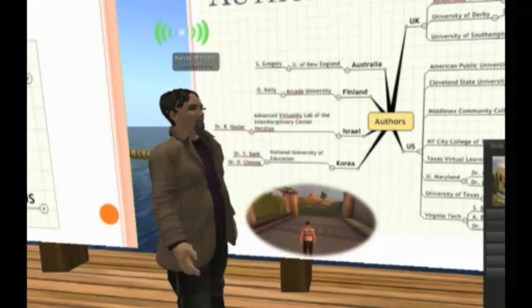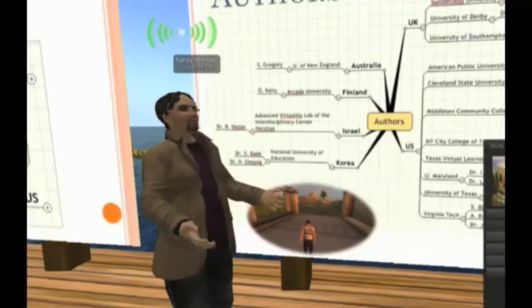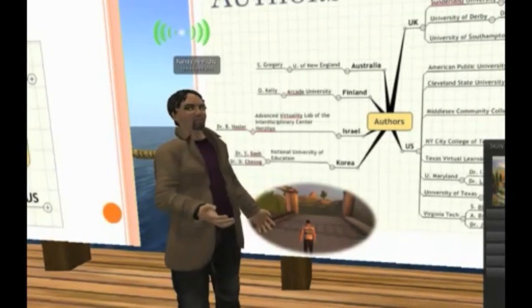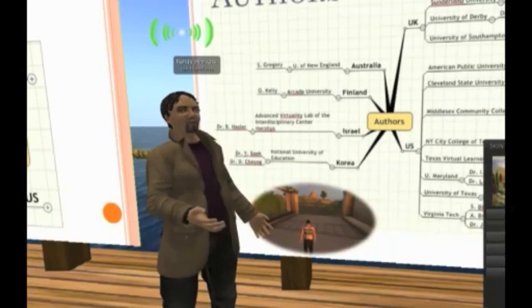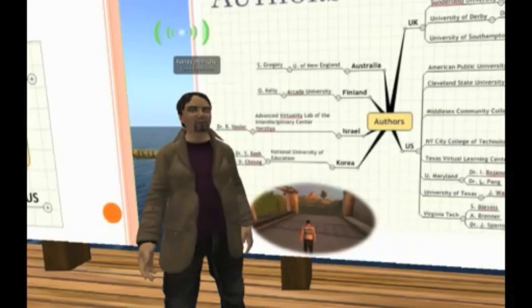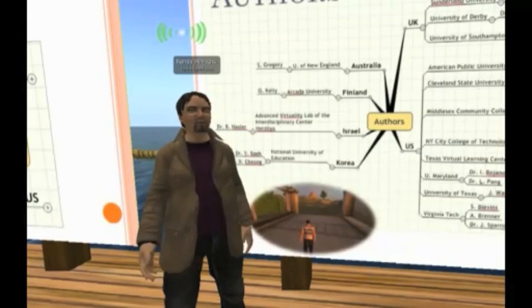And you can tell by looking at the author's slide that we found a combination of people from universities, people from community college, some PhDs who bring their expertise, and doctoral students as well who are authoring in this book to bring their unique perspective.